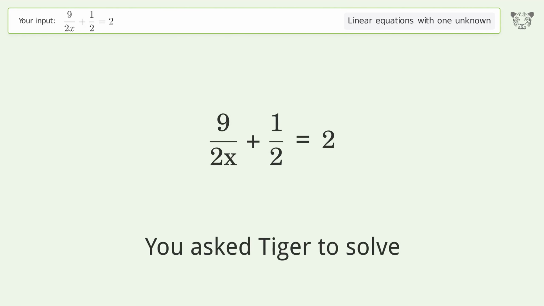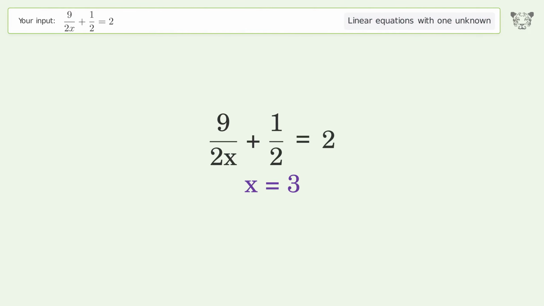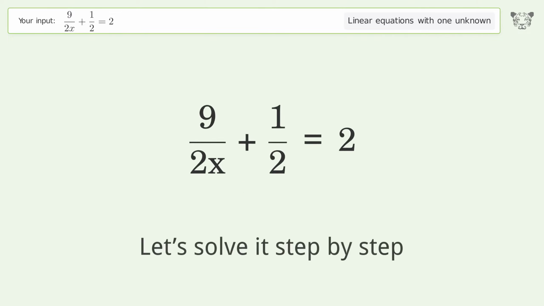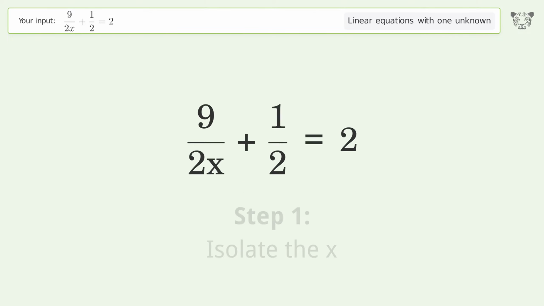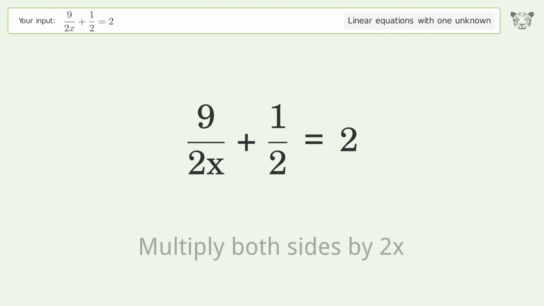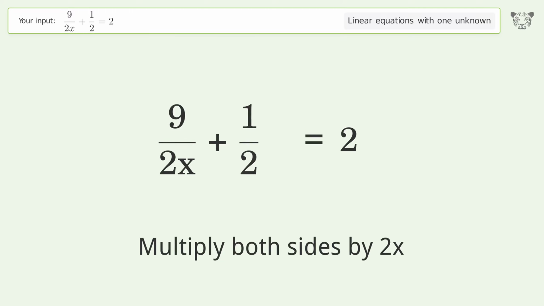You ask Tiger to solve. This deals with linear equations with one unknown. The final result is x equals 3. Let's solve it step by step. Isolate the x. Multiply both sides by 2x.